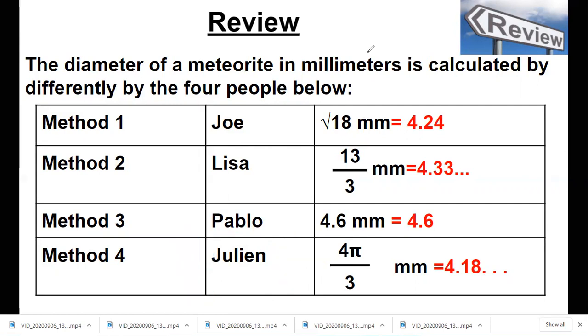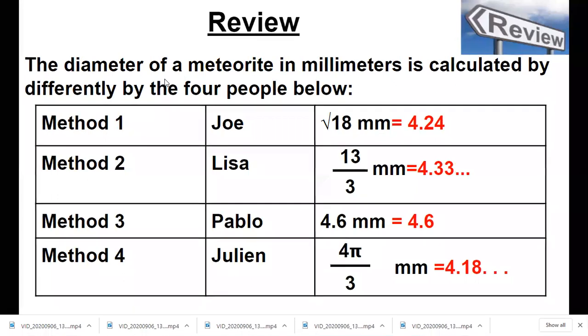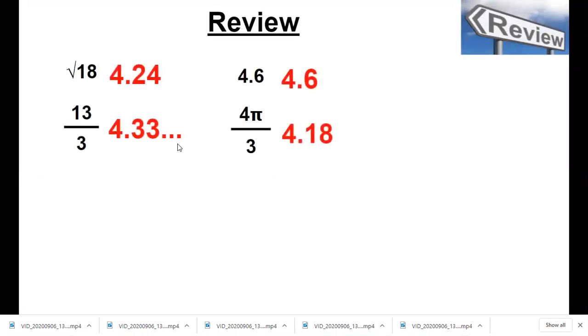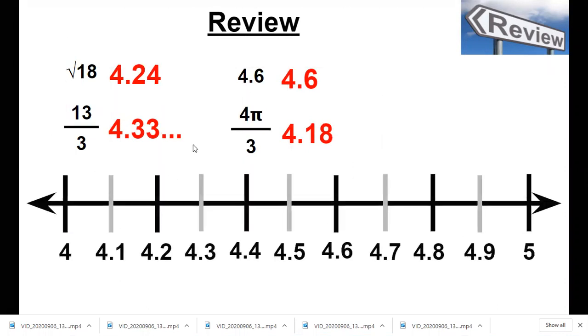So now that we have all of our numbers in decimal form, we can order them from least to greatest. There's our numbers in decimal form. And we're going to plot them. And again, our number line is going to be between 4 and 5 with 10th graduations in between. There is 4.18. It's going to be between the 4.1 and the 4.2. So that's 4 pi over 3. And then there is our square root of 18, 4.24. That's going to be between the 4.2 and the 4.3.